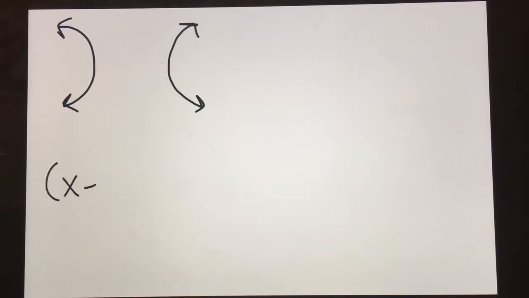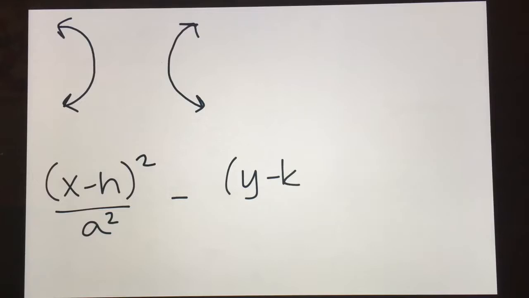All right, so the first situation that we're going to consider is this situation, what we just drew. And the equation for this situation is going to be (x minus h) squared over a squared minus (y minus k) squared over b squared equals 1. So these equations are going to look very similar to an ellipse, but they're different because they have a subtraction sign in the middle of them.